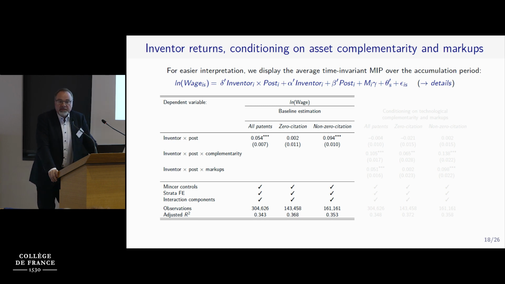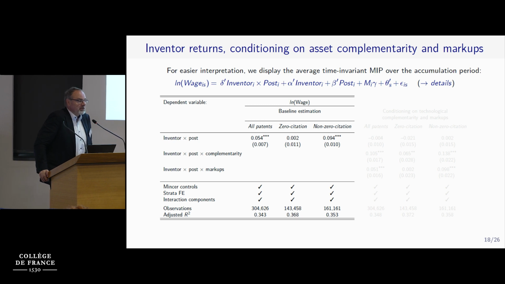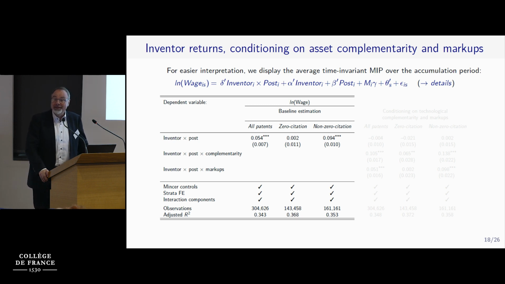So I'm now estimating the average MIP, which is 5.4%, as you can see here. And if I now distinguish between zero citation patents and non-zero citation patents, you see that quality matters. So I'm abbreviating now. Yes, I am taking citations as a value correlate and a quality indicator. I'm not deterred by any other results. It seems to work.